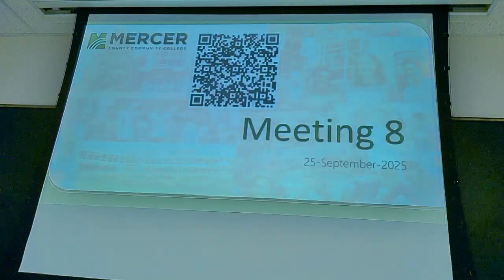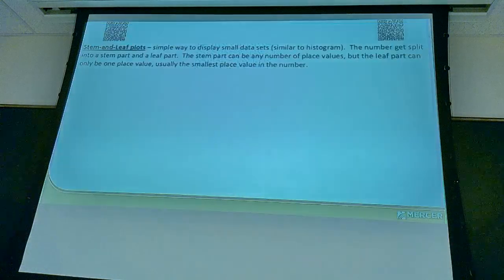Continuing on with the quantitative data. Last time we looked at frequency tables for the quantitative data, right? We did classes, class width, and we also looked at histograms. Today's the stem and leaf plot.